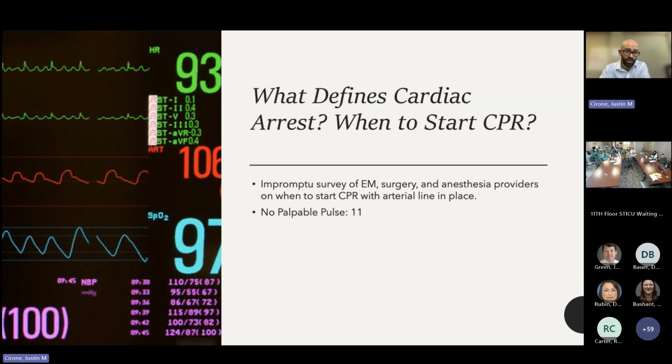And I had a bunch of great answers. A lot of people, the majority, said, if there's no palpable pulse, we're starting CPR. And that probably is the textbook answer, to be honest. Not that you're all right or wrong, but I think that is completely reasonable and a great thing to teach everybody. Now, if you've got an arterial line in place, you can theoretically use it.